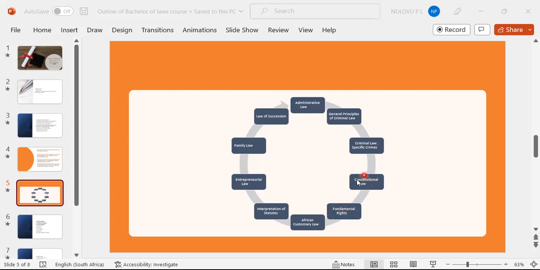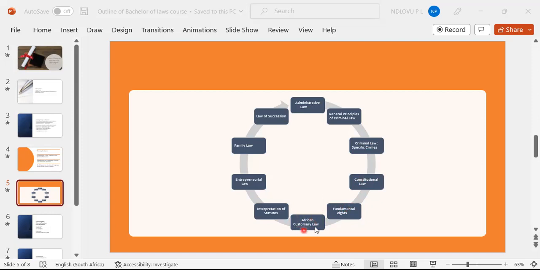Then talking about the Constitution, you also find that Chapter 2 of that Constitution is the Bill of Rights. So talking about the Bill of Rights, we are talking about the rights that are enshrined in the Constitution, the rights that people are entitled to in terms of the Constitution. So you can safely say that a study of fundamental human rights is in a way a study of the Constitution of the Republic of South Africa.